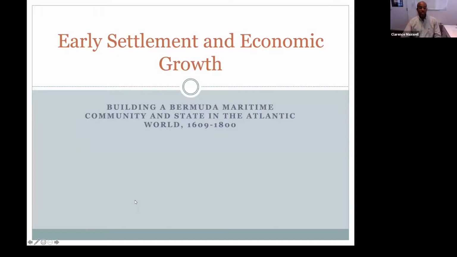This will be a discussion of early settlement, the building of a Bermuda maritime community and state in the Atlantic world from 1609 to 1800, and to discuss how that process developed, how it went from a colony and all of the elements that went towards taking it into the maritime commercial economy.